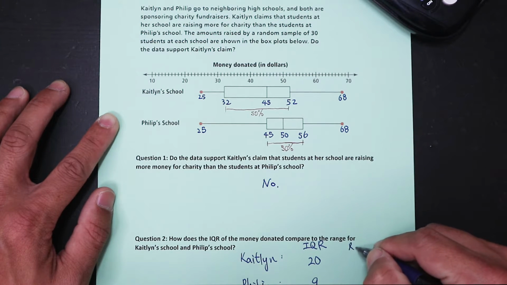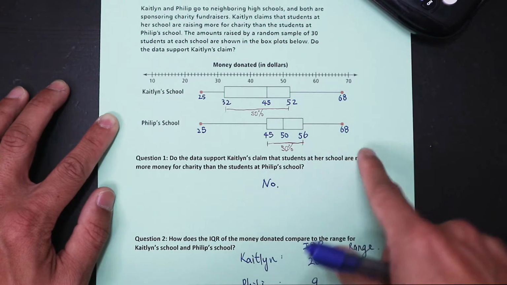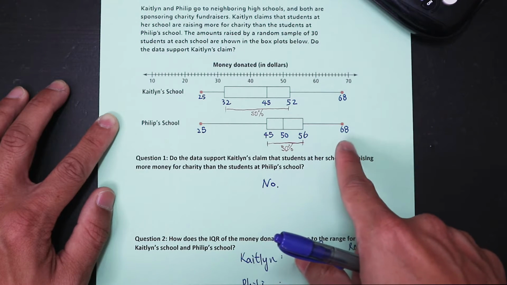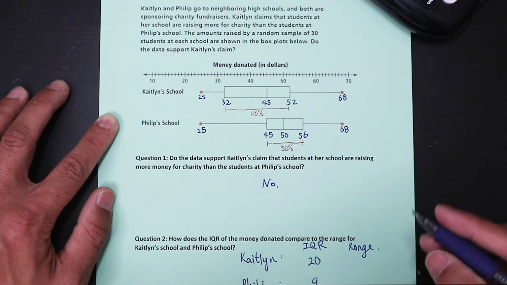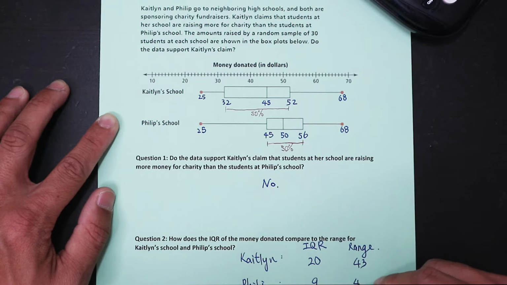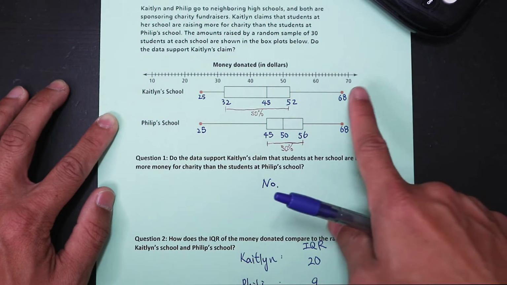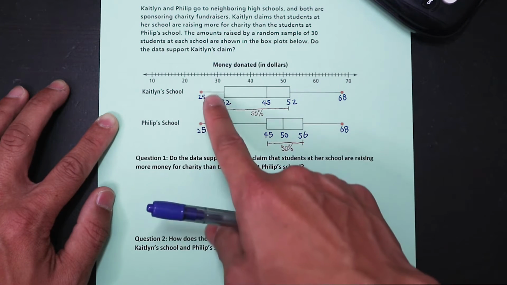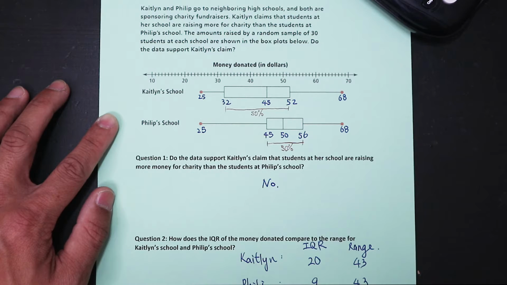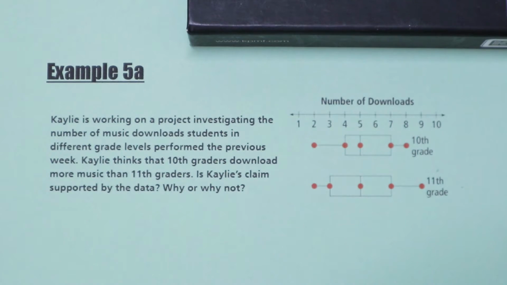What about range? I see that the ranges are pretty much the same, because range is just the difference between the maximum and the minimum, which is 68 minus 25, and they're both 43. So the range is the same between Kaylin's and Philip's schools. Somebody donated the highest amount, which is $68, and somebody donated not so much, which is $25.